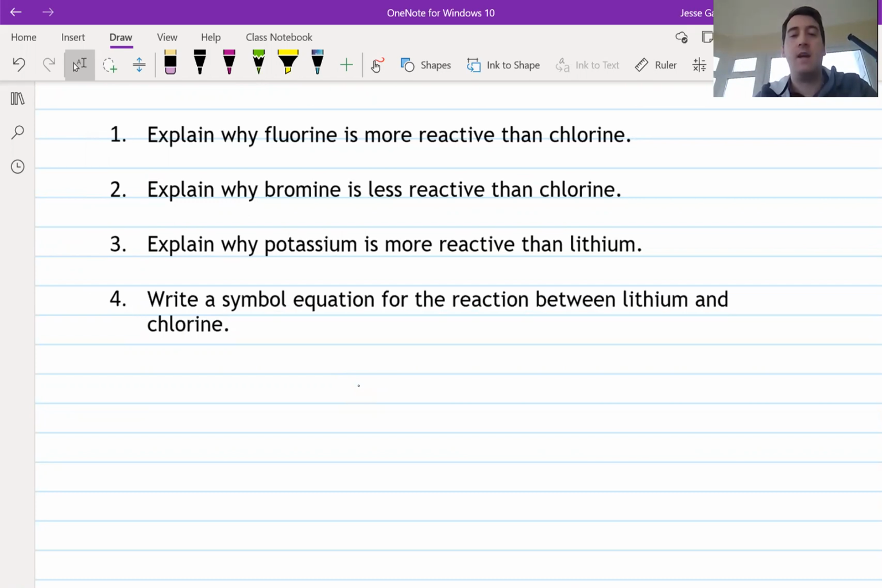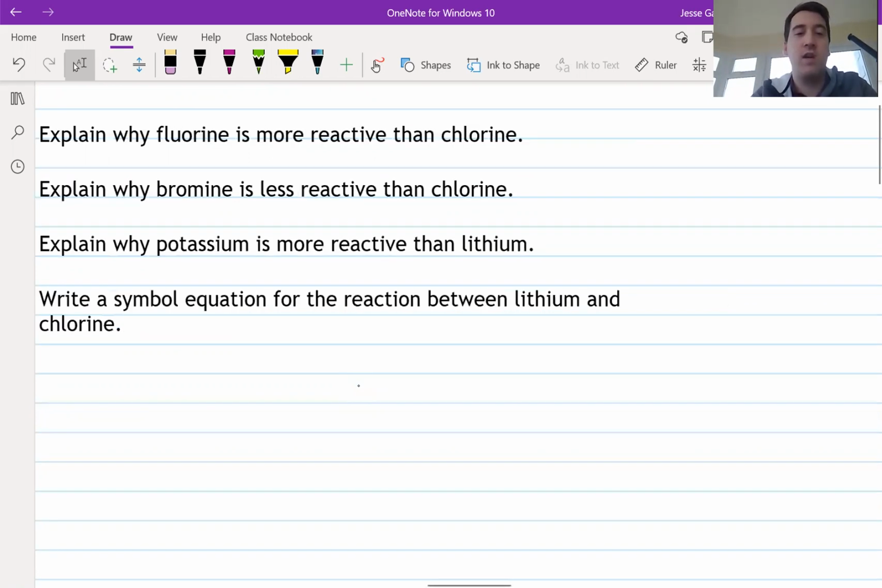Okay, pretty sure you should be able to do the first 3 based on what we just did. Number 4 is you have to write a reaction between lithium and chlorine. So it says write a symbol equation, but sometimes it helps if you write down the word equation first. Let's see how you got on with those.